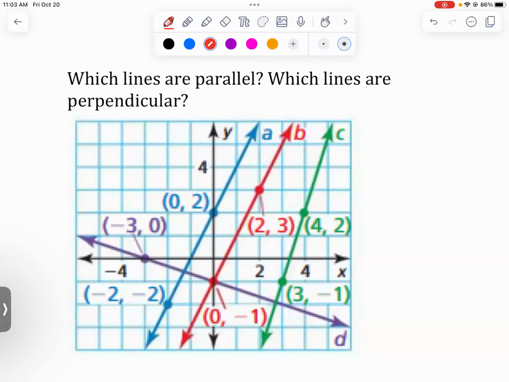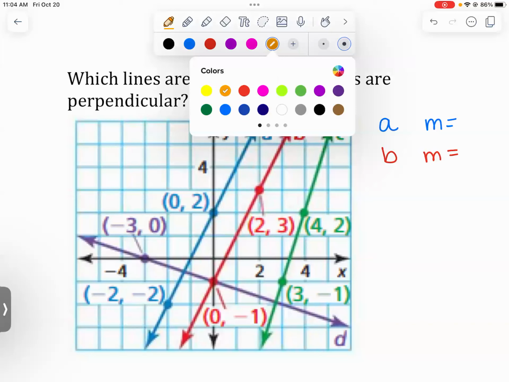A and D are perpendicular. D and D. Ah, I get it. C and D are indeed perpendicular.